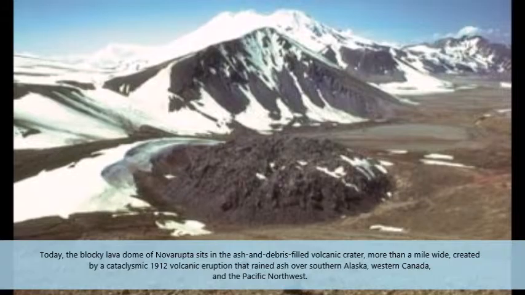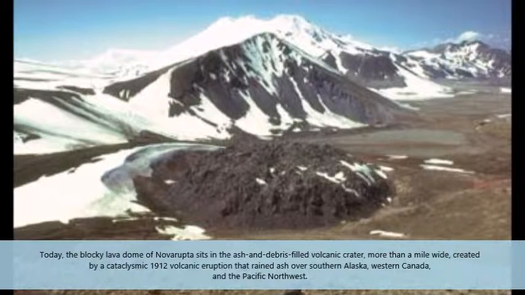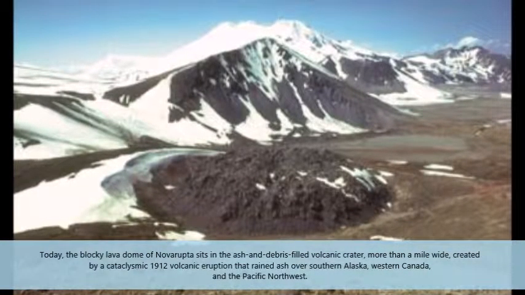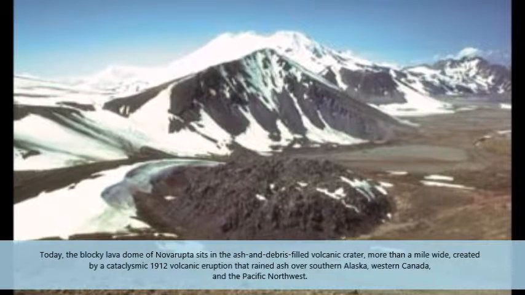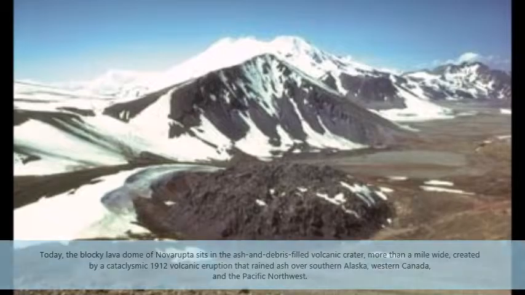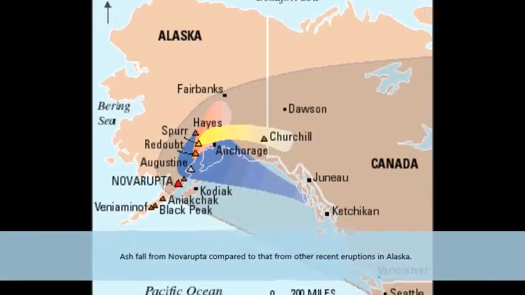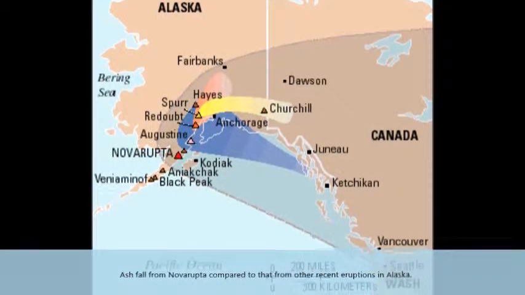The third characteristic was a dome-shaped rock that was seen on the volcano before the eruption. The dome shape seen in the picture here was most likely due to a buildup of gas and pressure within the rock. The effects of Novarupta were felt far and wide.